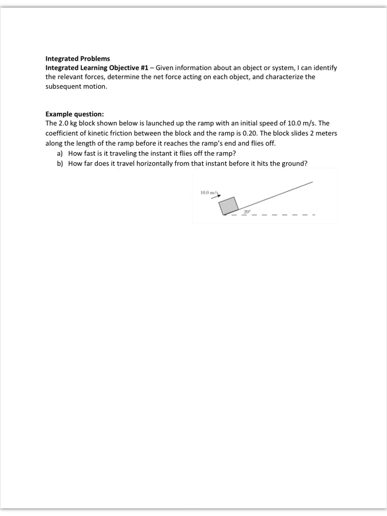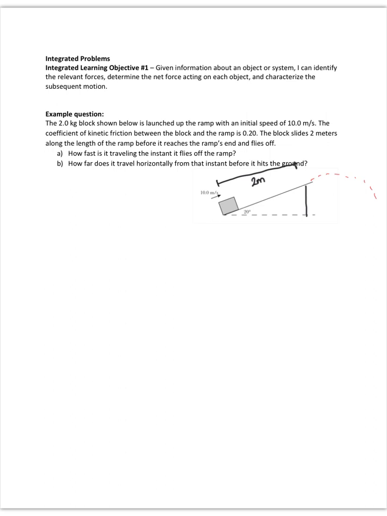So in this problem, I have a block that's traveling up an inclined plane. It has an initial speed of 10 meters per second, but there is friction between the block and the ramp. The coefficient of kinetic friction is 0.2. I'm going to let the block go 2 meters along the length of the ramp, but then it reaches the end of the ramp and it's going to fly off into space. And that's going to be part of the problem as well.